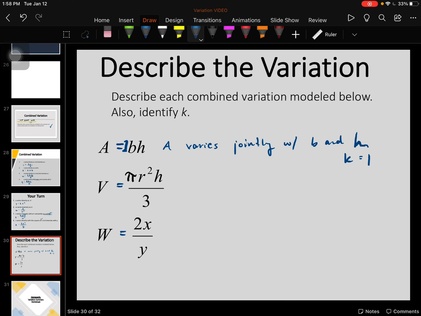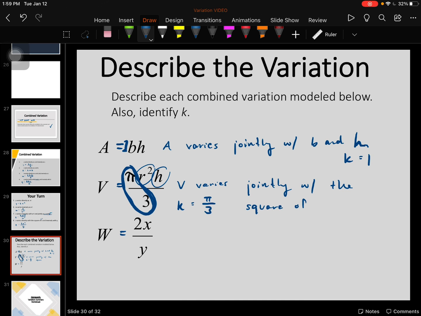For this one, I'm going to say volume varies, and watch what I do here. The volume, V is volume, varies, and then if you look at this, pi and 3 are not variables at all. Pi is not a variable, it's 3.14159265, whatever. So your K value here is actually pi over 3. This whole thing that's not a variable is your K value. But when we talk about our variation, V varies, let's say it varies directly. Or we could say, since there's 2 things that are directly, we could say jointly, varies jointly with the square of R and H. Since they're both in the numerator, we could say jointly because they're being multiplied.